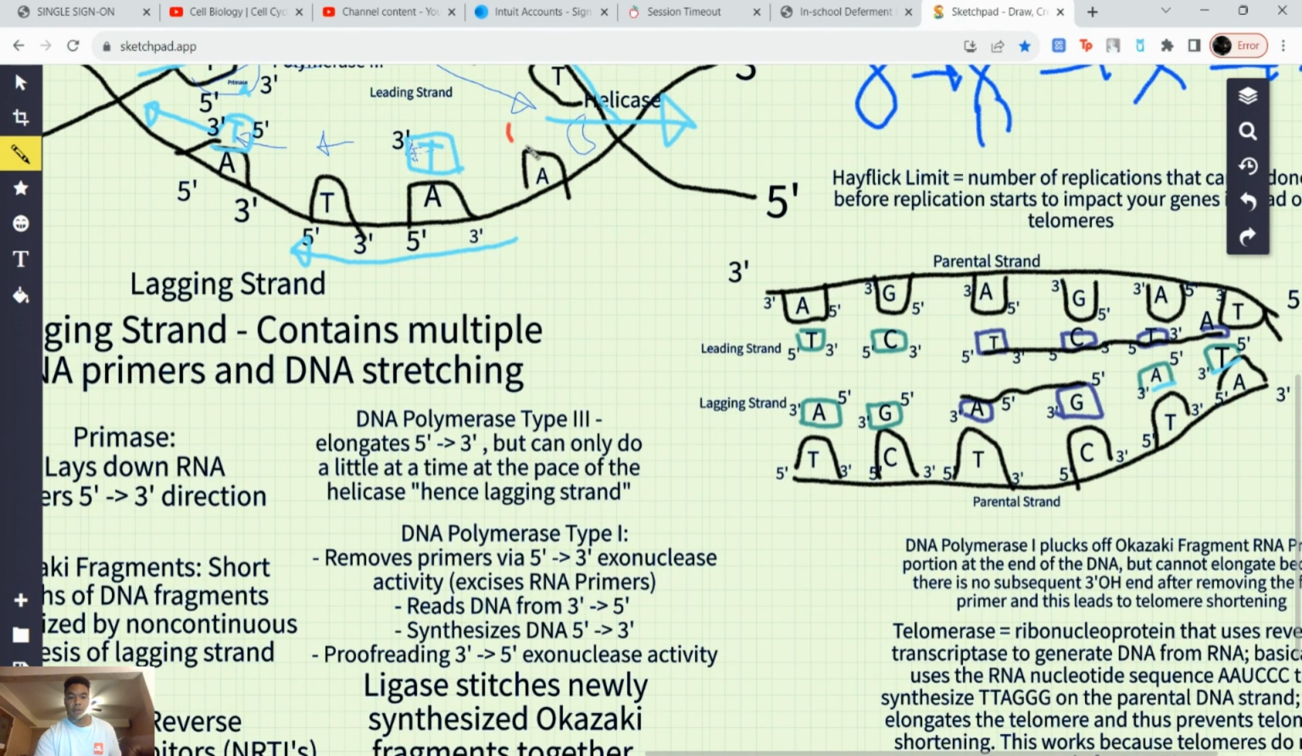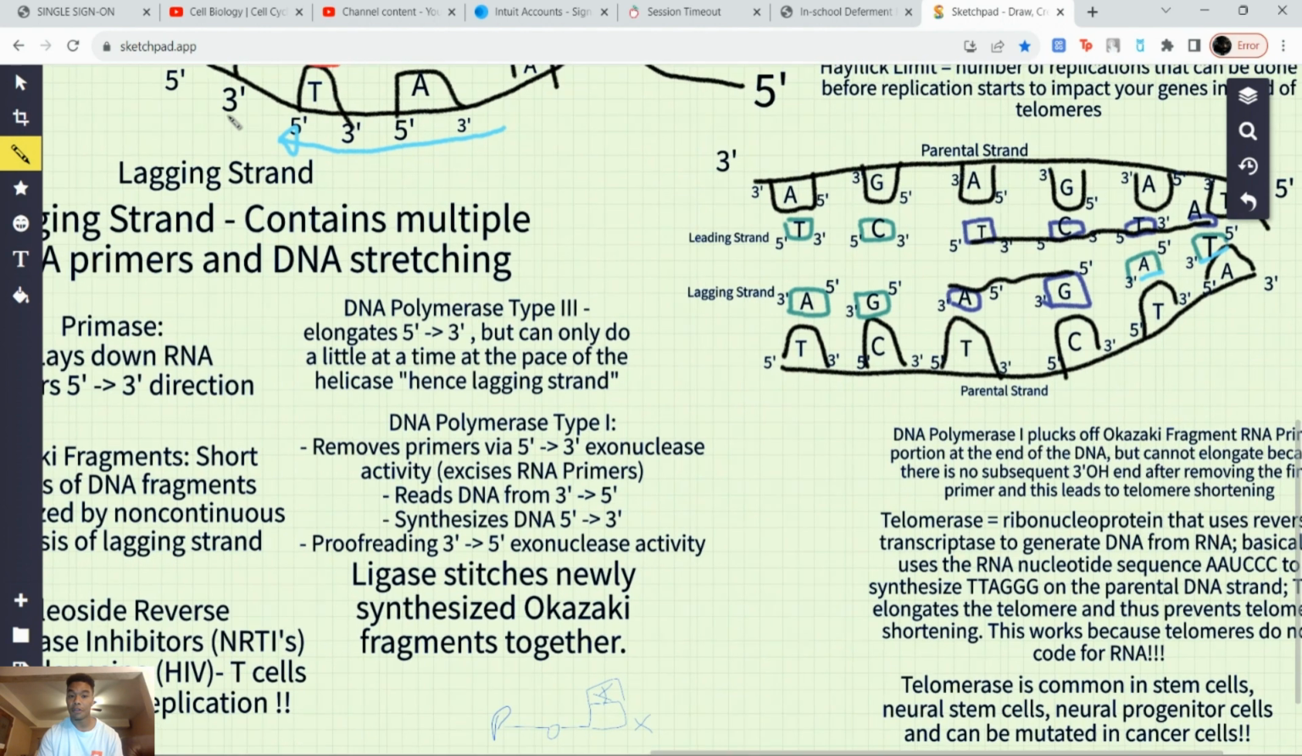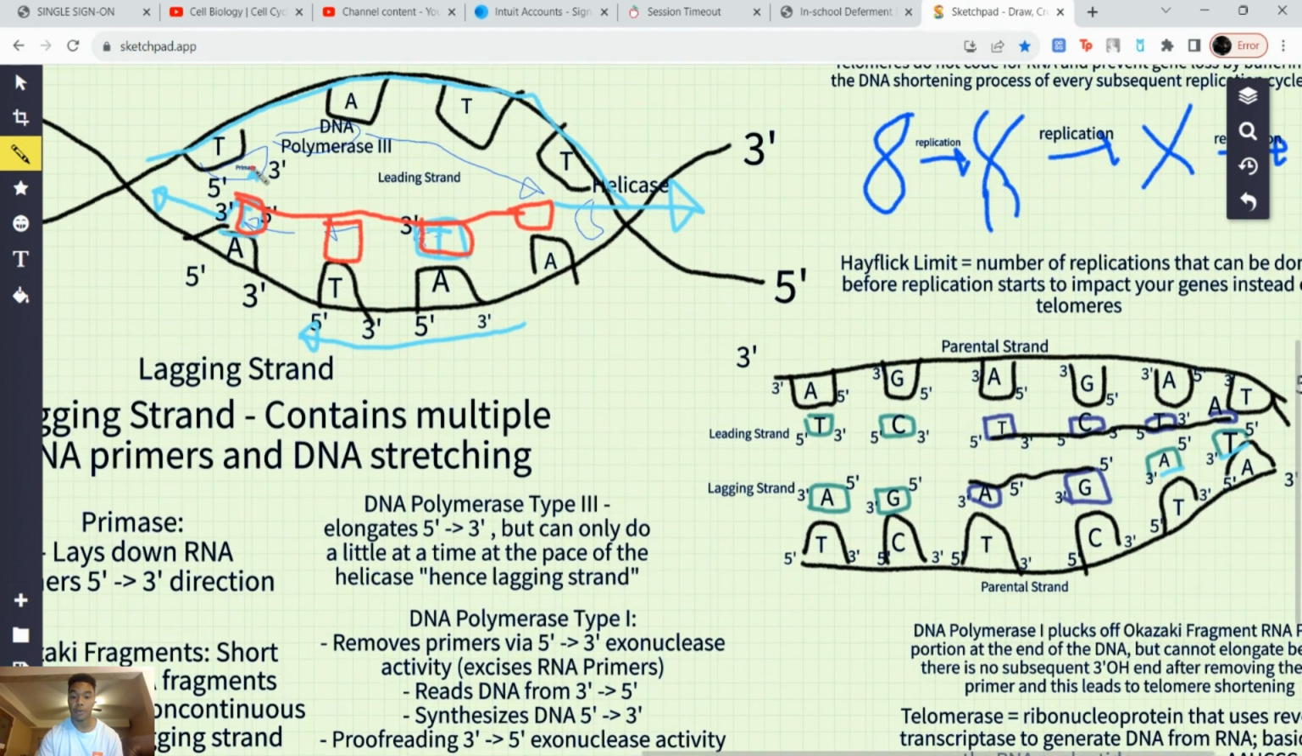So if we remember correctly, we just got through connecting the newly synthesized DNA. Remember, we excised those RNA primers using DNA polymerase 1, and ligase just came and stitched them all together, synthesizing our newly synthesized DNA, specifically the lagging strand, because it's Okazaki fragments, fragmented DNA on the lagging strand. You have to stitch them all together with ligase.